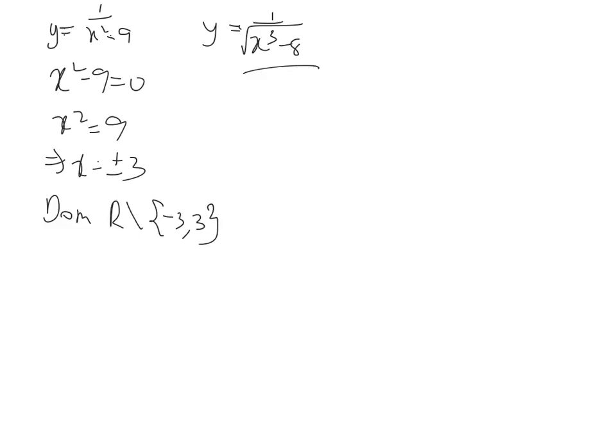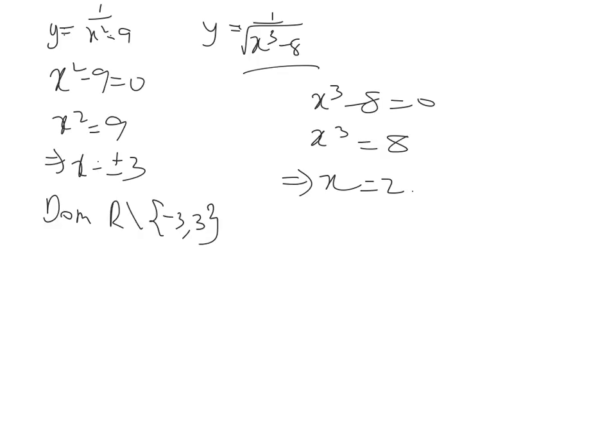Over here, like I said, we want to make sure that the square root does not become negative. So we set this equal to 0. So we say x cubed minus 8 equals 0. And we'll have x cubed then equals 8. So I'm going to find the cube root of 8. x equals 2. So x needs to be greater than or equal to 2.